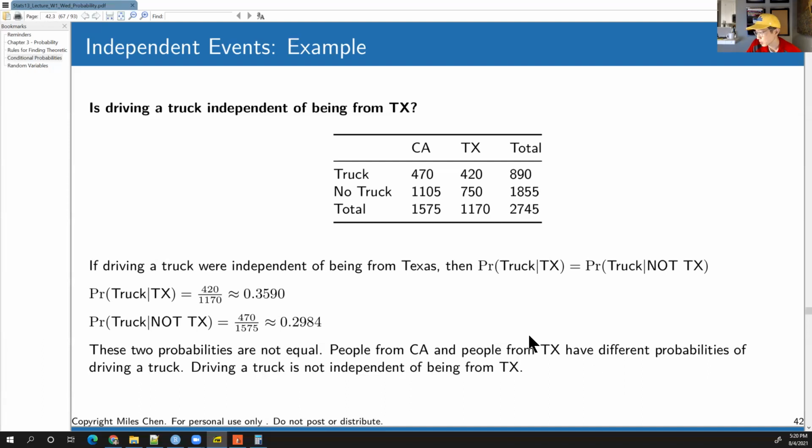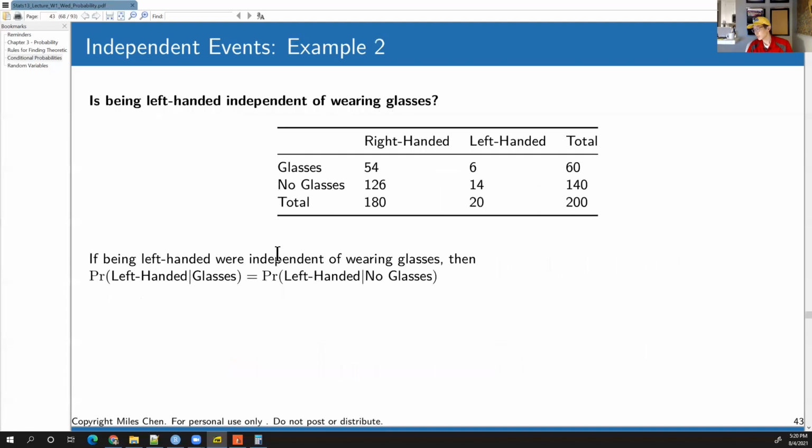People from California and people from Texas have different probabilities of driving a truck. So therefore, driving a truck or owning a pickup truck is not independent of being from Texas. Is that okay? The answer here is no, they are not independent, or we could say they are dependent, okay? All right, so let's try this one out.